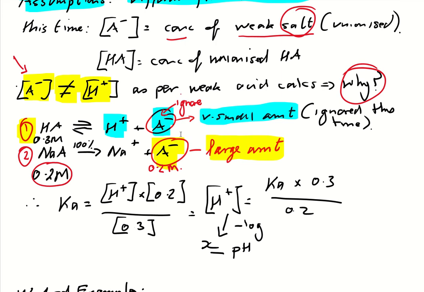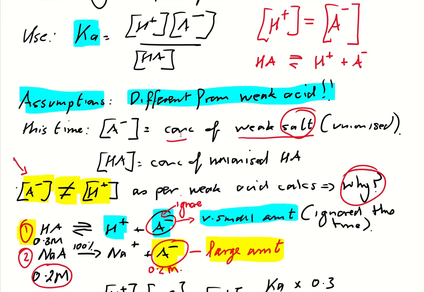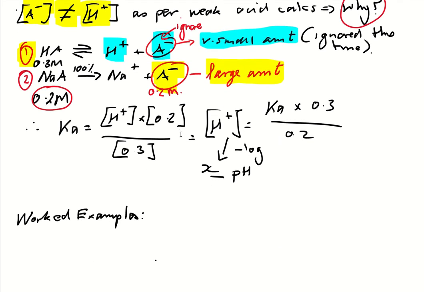Okay, right. Because our assumptions are different, we need to rearrange our equation to make H plus the subject of our equation, because remember we need to make H plus the subject of it so that we can take the minus log of it, which allows us then to calculate the pH.